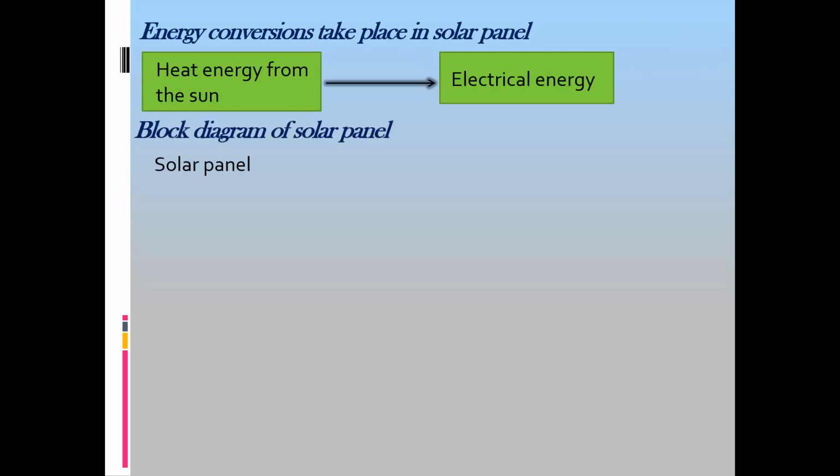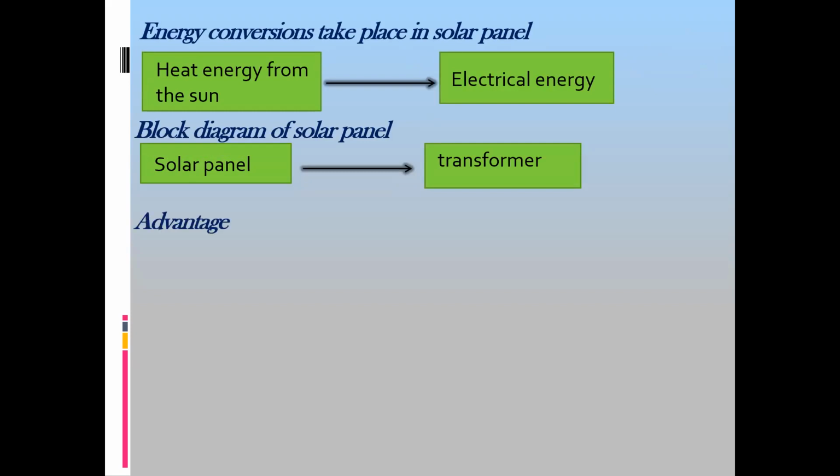So in the block diagram, we use a solar panel and we use a transformer because we want to transform the voltage. Now, what are the advantages of generating electricity by solar panels? It has a low running cost. You don't have to buy any fuel here. You don't have to put in oil, or maintain the cell.